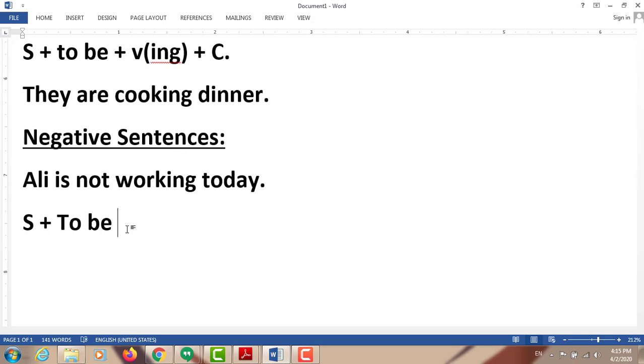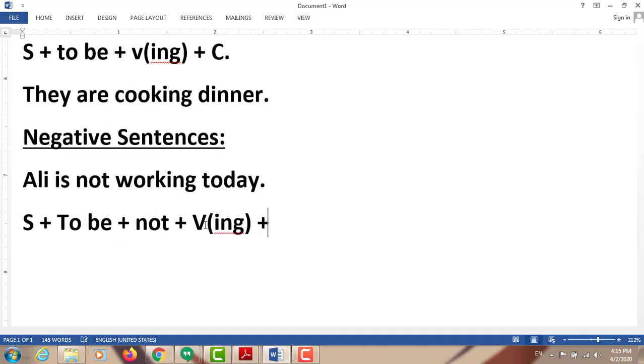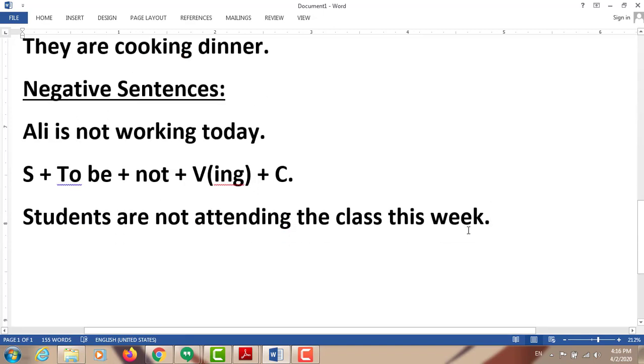Our to be will change according to the subject, is or am. You put the to be as it is asked to. For example, here we have a singular form, so we use is. And then we have verb in ing form, and then we have complement. Students are not attending the class today. So we can say the students are not attending the class this week, means they're not coming for the class this week. That's it. And then we have questions, or question form.